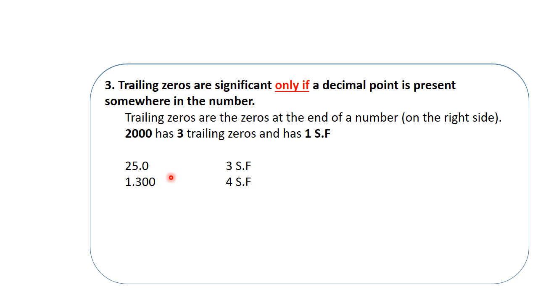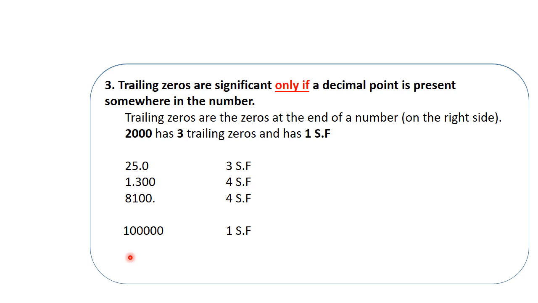Another example is 1.300. Again, this one has 4 significant figures. Why? Because it has a decimal point. And what about 8100.? This one has 4 significant figures. Why? Because of this decimal point. If there was no decimal point here, if you remove it, then these 2 zeros will be non-significant and we will have 2 significant figures.